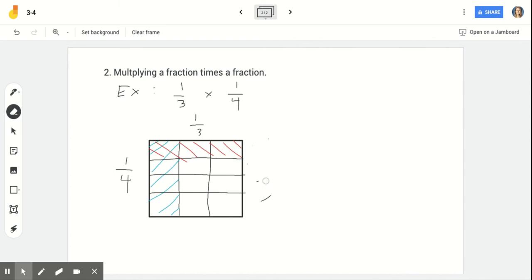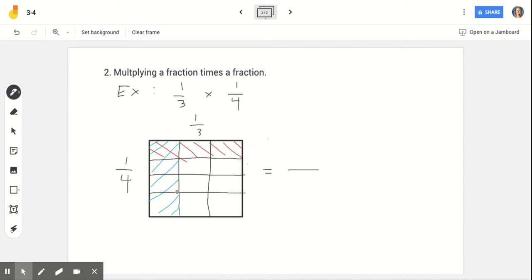And the last step is we are going to use this array to solve what 1/3 times 1/4 is. So we're going to do an equal sign on the other side, and we're going to do a fraction bar. Anytime you multiply a fraction times a fraction, you are going to arrive with a fraction as your answer. So you know I'm not going to have a whole number. I'm not going to have a mixed number. It's going to be a fraction with a numerator and a denominator.